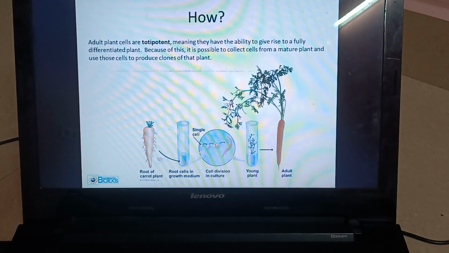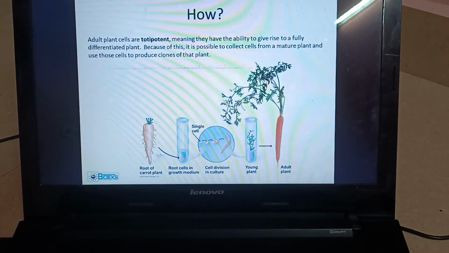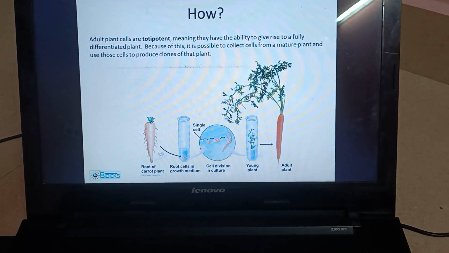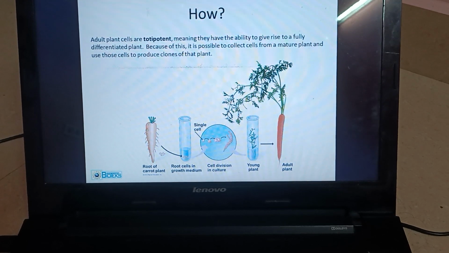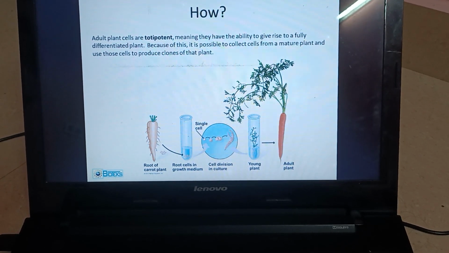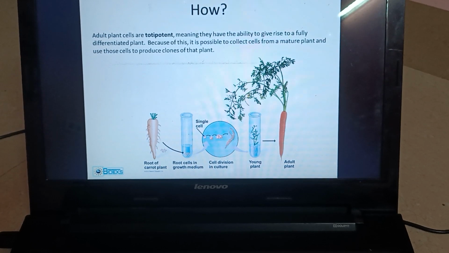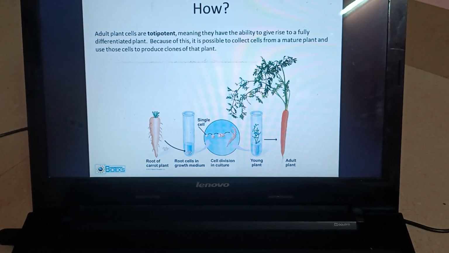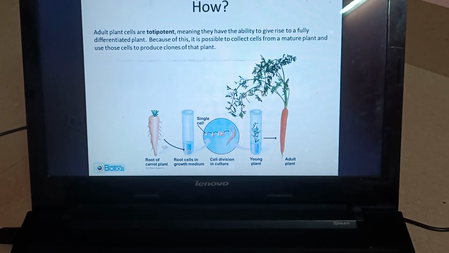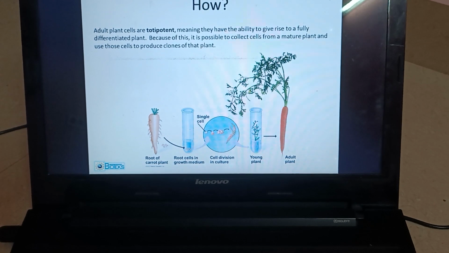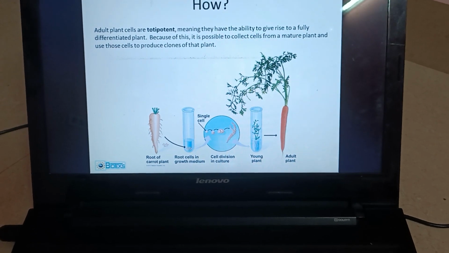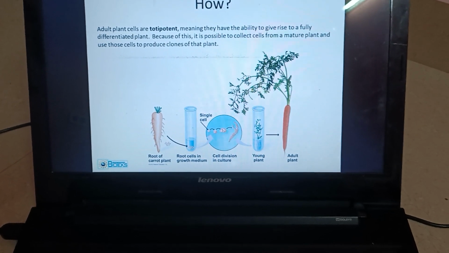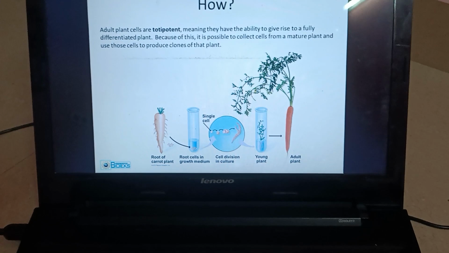So in this diagram, the root of a carrot plant is inoculated into the MS medium, and cell division takes place in this culture media. It will propagate from a single cell to multiple cells, forming a callus, which is next introduced into the media and gives rise to the adult plant because of the totipotency.